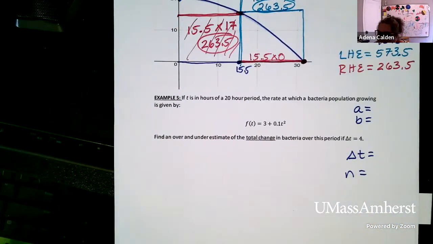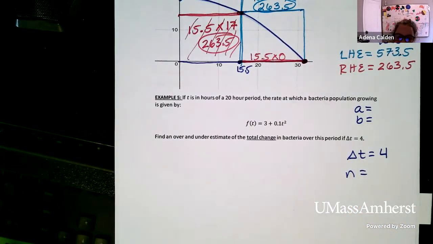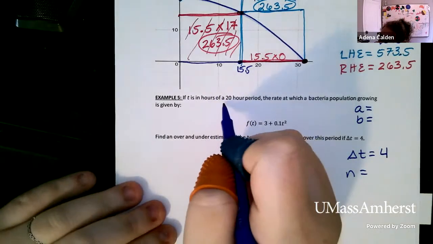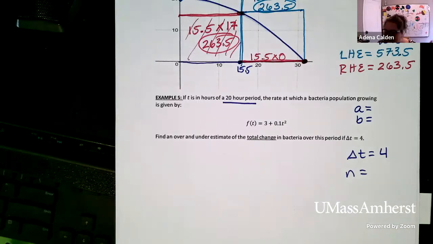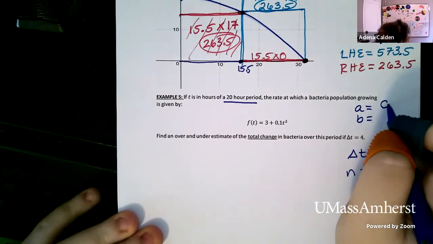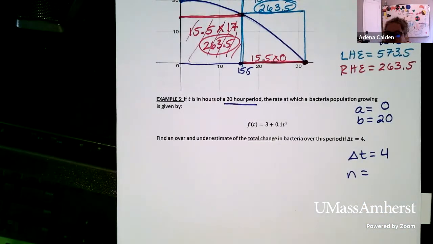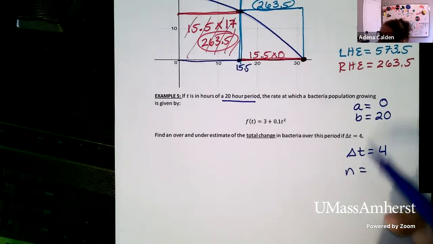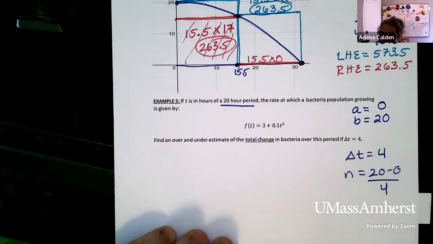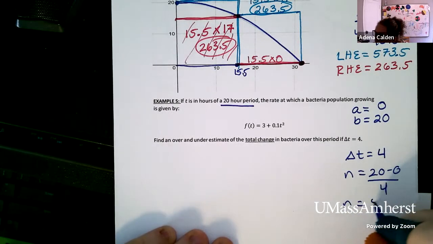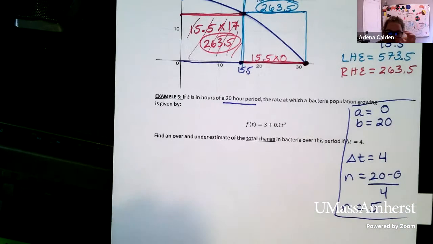So what are we given in this problem? We're given that delta t equals 4. Now, what about a and b? So here, our independent variable is time. And so we have a 20-hour period. That means we're going from time equals 0 to time equals 20, right? Which means that we can find n by doing 20 minus 0 divided by 4. So n equals 5, right? So this is all the information we need to get set up.